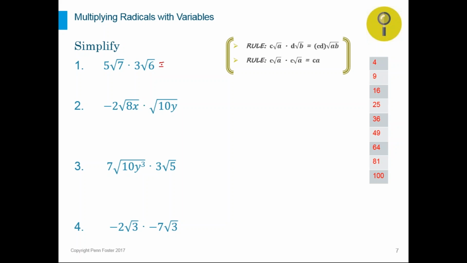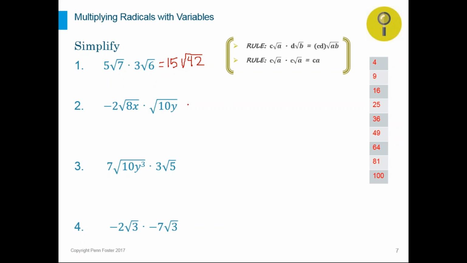So what I'm going to do is, since 7 and 6 do not have any perfect square factors, I'm just going to multiply. 5 times 3 is 15, and then 6 times 7 will give you 42. If you look at 42, you will not find any perfect square factor for it, so that would be your final answer, 15 times the square root of 42.